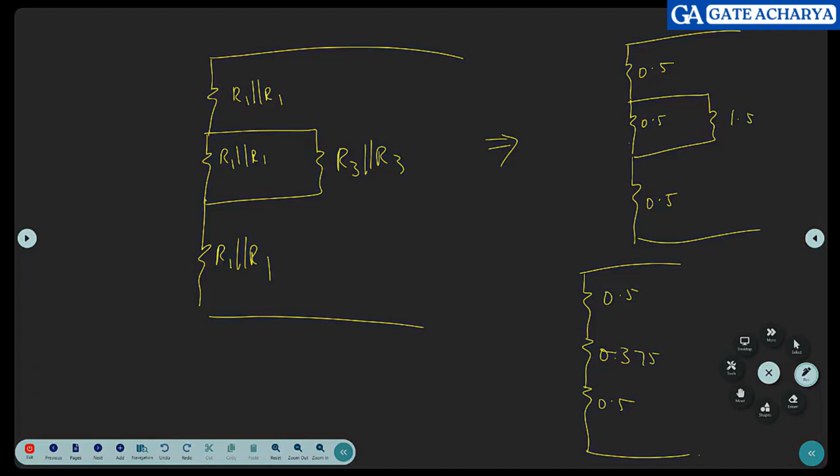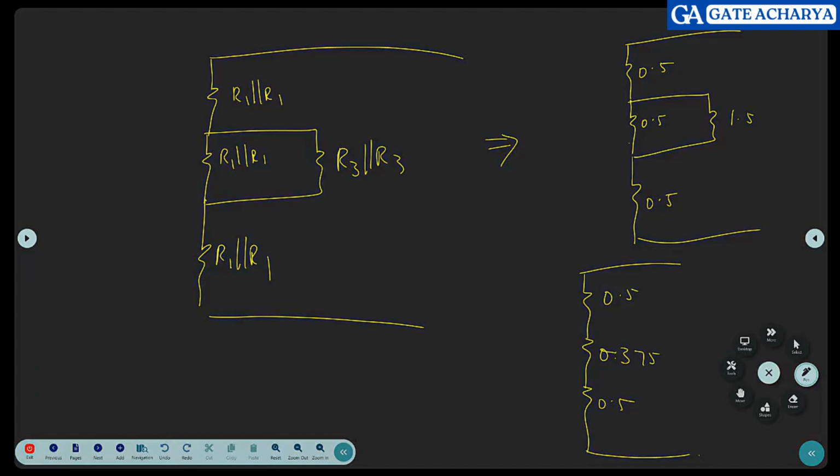Parallel resistances, how do you handle? Is there a formula for parallel resistance? What is the formula? How did you get 0.375? R1 into R2 divided by R1 plus R2. So what is the voltage given? 11 volts. So 11 volts divided by net resistance, current will be 8 amps. Final answer is 8 amps.